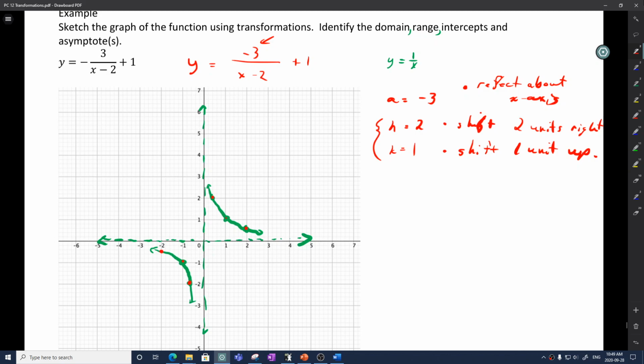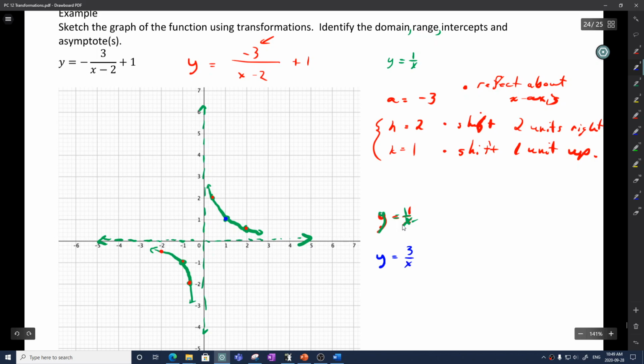Here we are. So I am going to start off my transformations. So this is y is equal to 1 over x. That should have been green. My apologies. Y is equal to 1 over x. What I'm going to do next is stretch by a factor of 3.